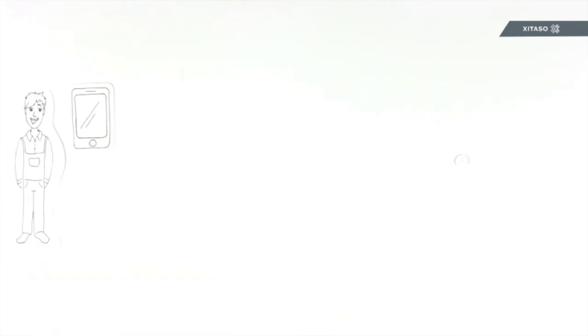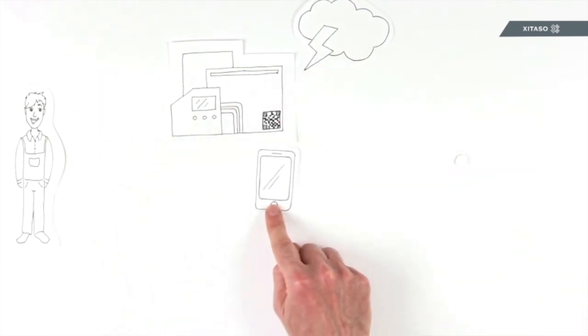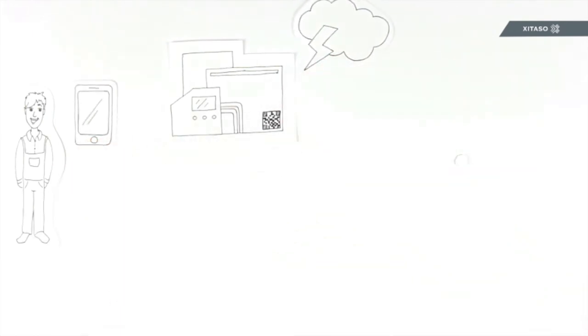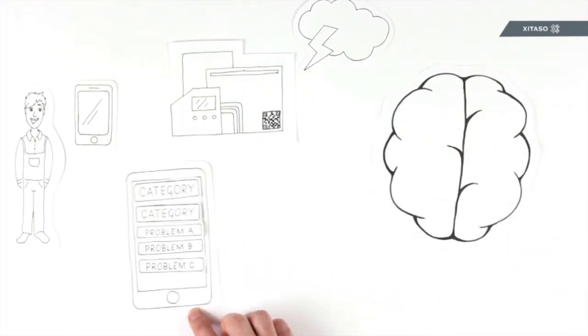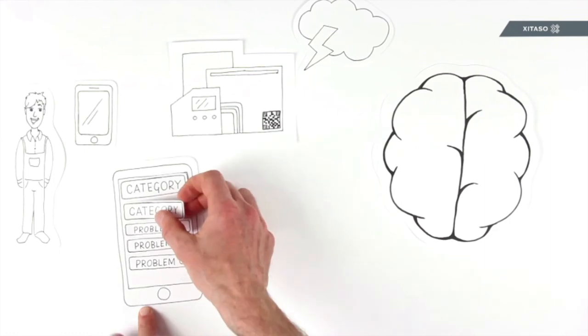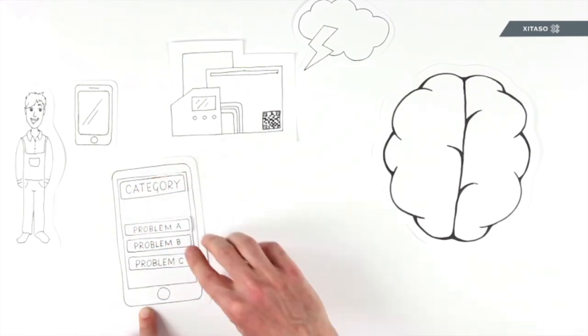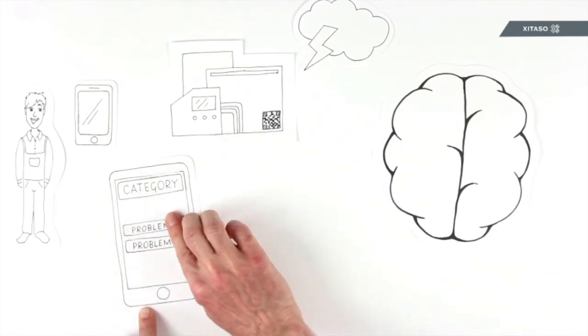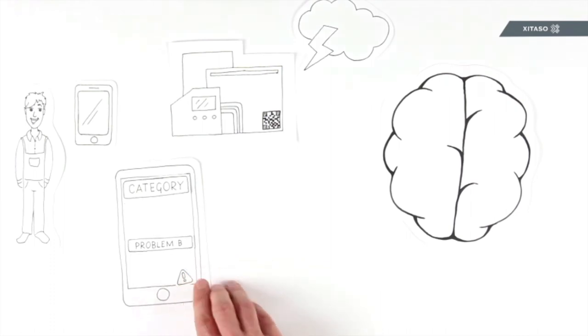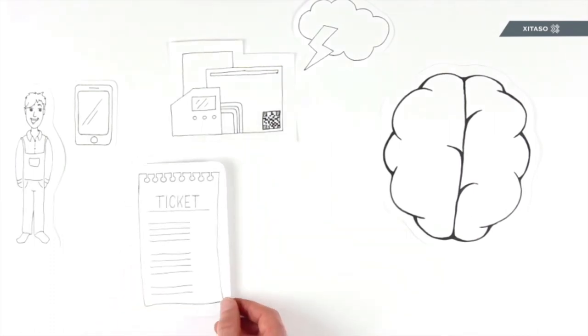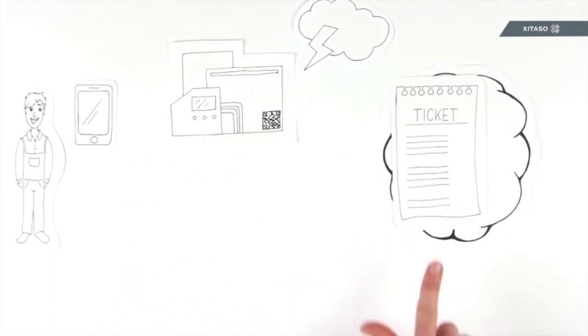Now, a problem occurs, and Michael scans the QR code of the faulty machine or part. Based on MindSphere, the app supports him with useful suggestions for the problem description and category. The category is used to narrow down the problem descriptions. Michael can simply choose the correct one. He only needs to assign a priority to complete the ticket creation. After all is done and dusted, the ticket is transferred into the MindSphere.